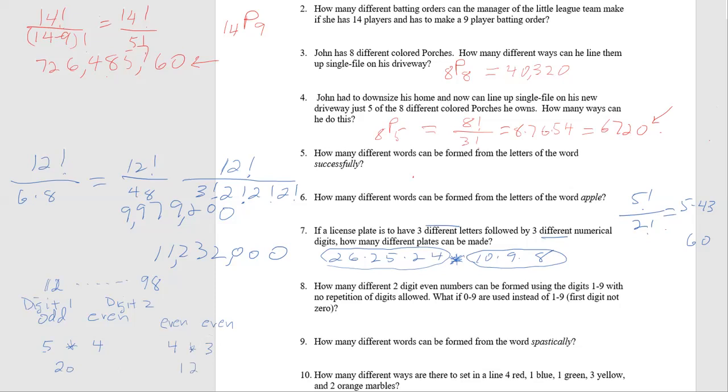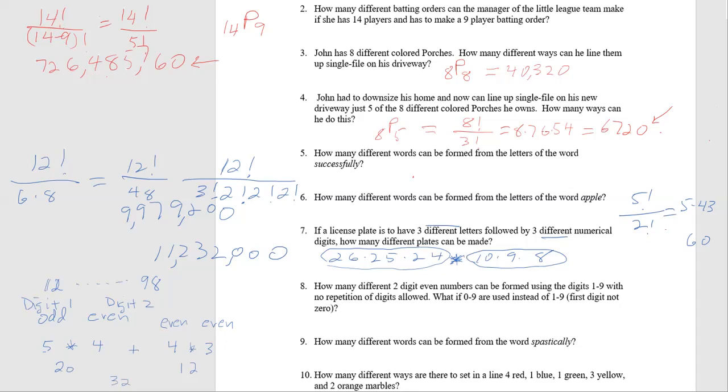Well, that's 12 total. Now we're going to add these, because this is the number of ways you can start with an odd digit and end with an even, and this is the number of ways you can start with an even digit and end with an even. Notice in both cases they end with even digits, which makes them even numbers. So I have 32 altogether. So this is what makes counting complicated.